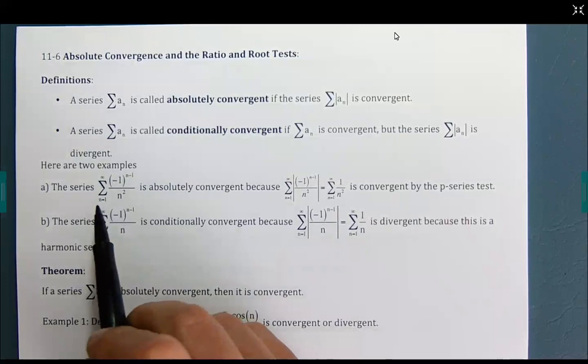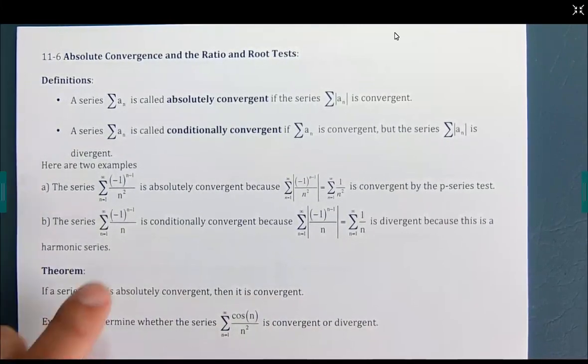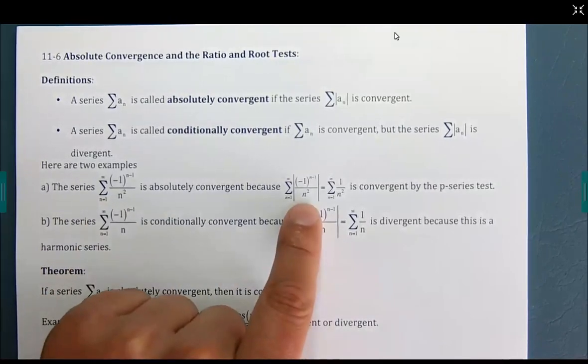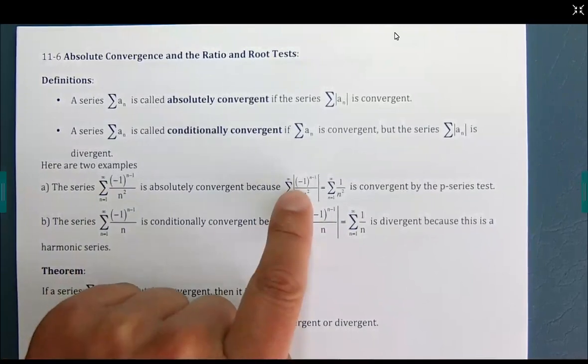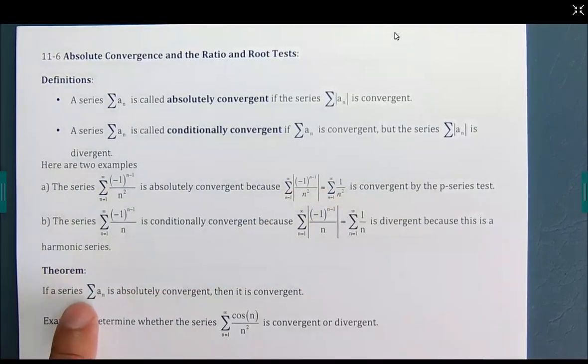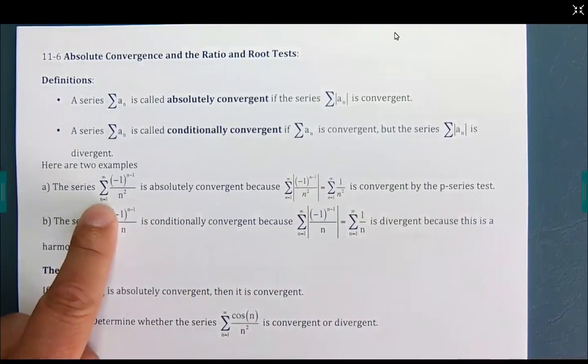So let's take a look at some examples here, and then we'll actually do some examples below. Here we have this. This is absolutely convergent because when we take the absolute value, like I said, the -1 now just becomes a 1. And this is convergent by a p-test. And by the theorem, because it's absolutely convergent, the original is also convergent, which again is our ultimate goal.